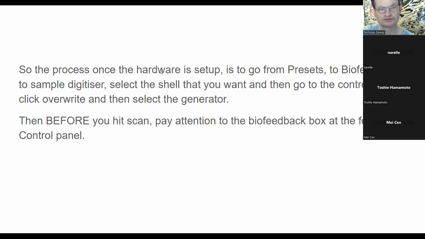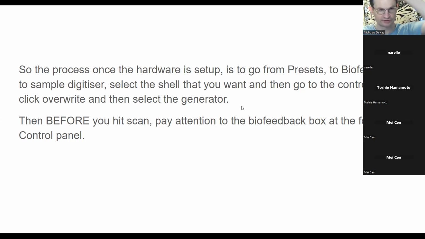So the process, once the hardware is set up, is to go from presets to biofeedback to the sample digitizer, select the shell, then go to control panel, click overwrite and select the generator. Then before you hit scan, pay attention to the biofeedback box at the foot of the control panel.